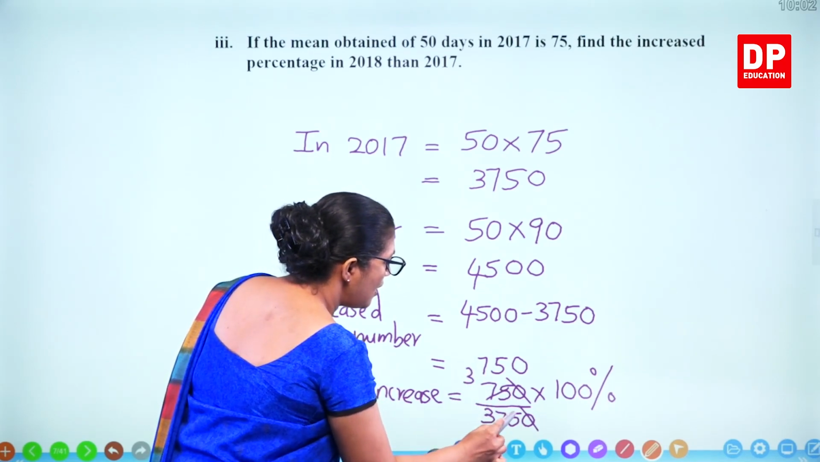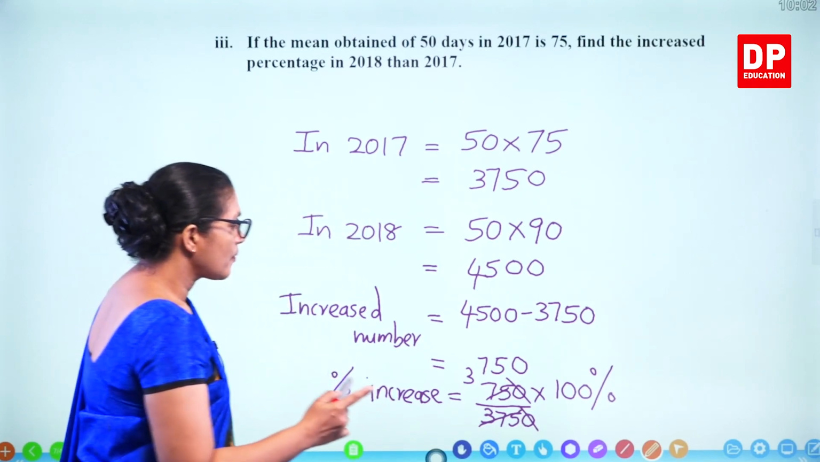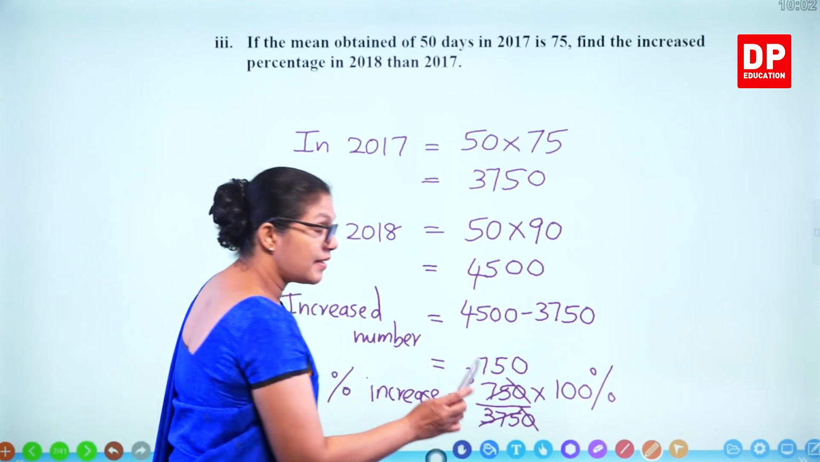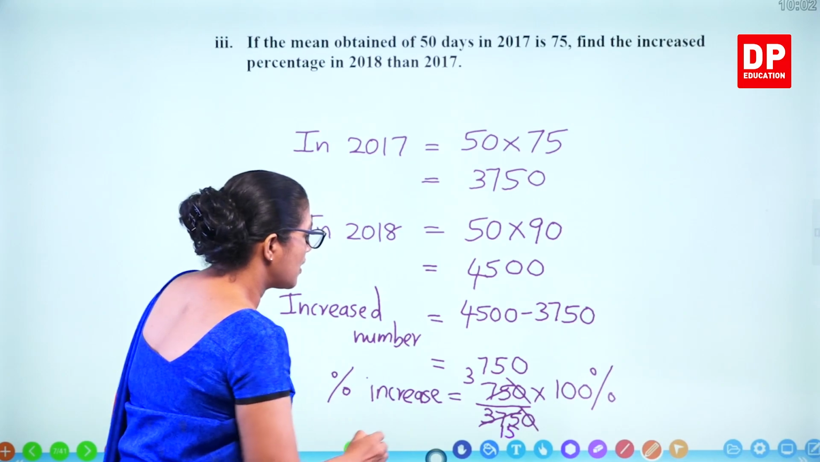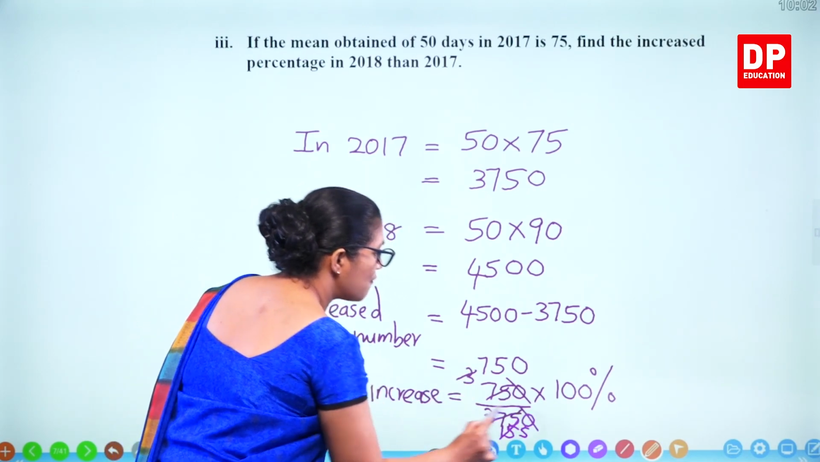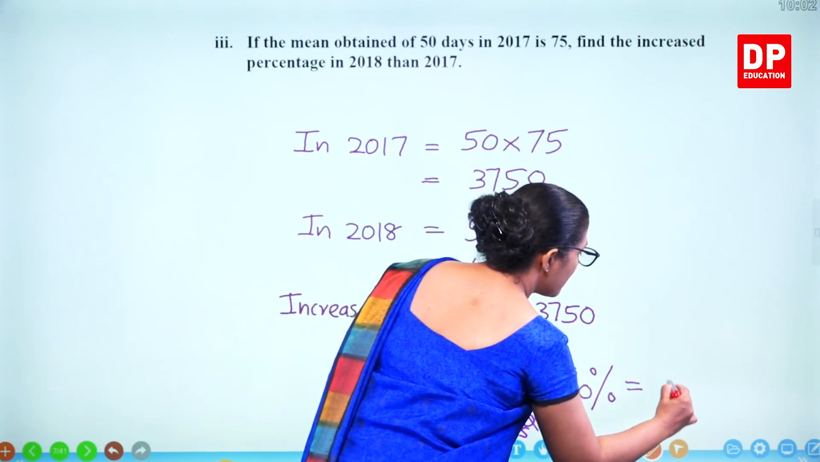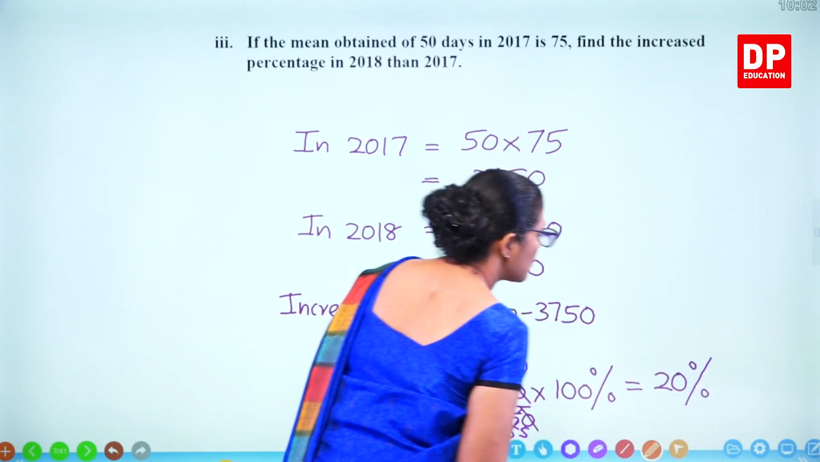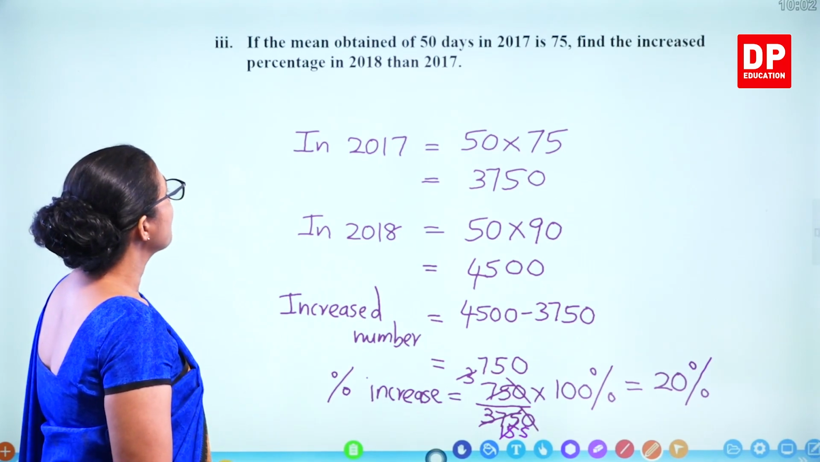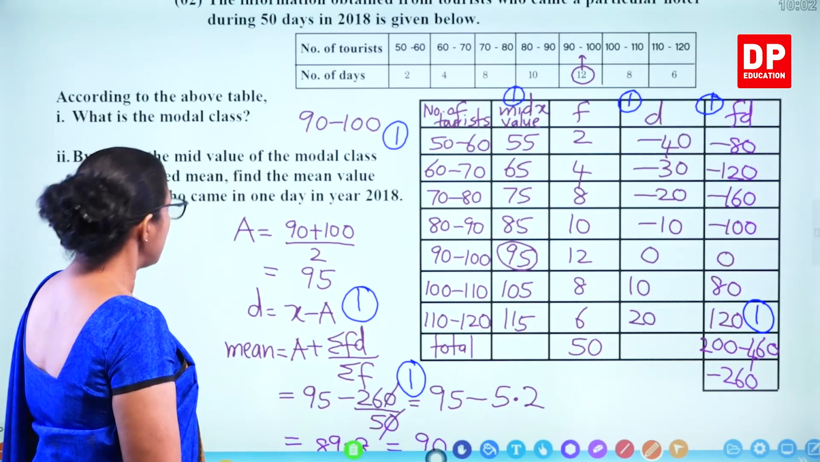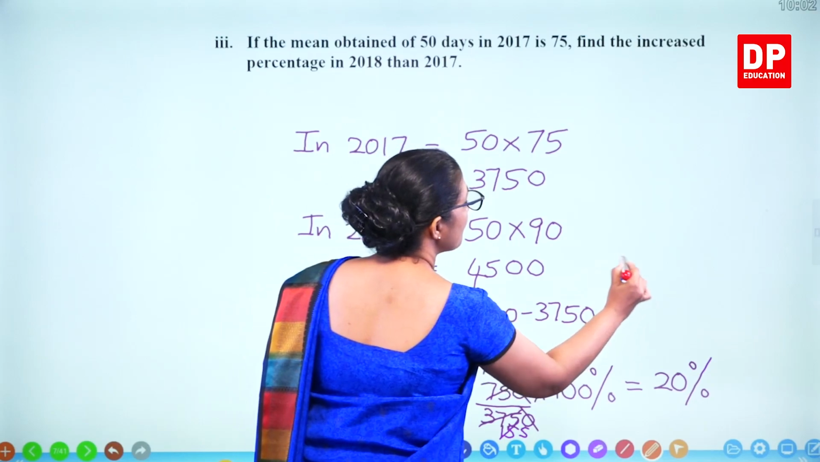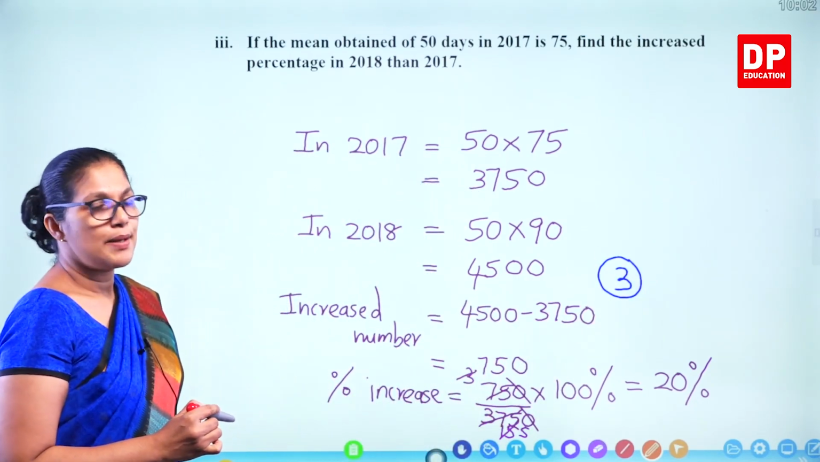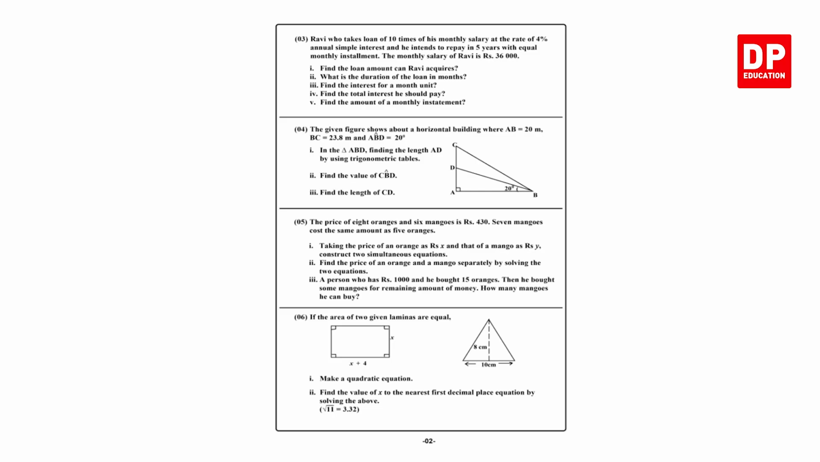25 times 3, 25 times what? For 300, that's 12. 12 plus 3, 15. So again 3 times 5, 15. 100 divided by 5, that's 20%. So that's the final answer. So we have given 7 marks altogether here. So 3 marks for this part. So altogether 10 marks.